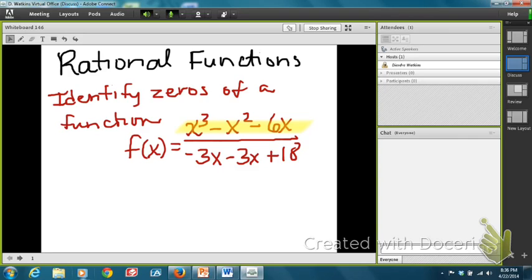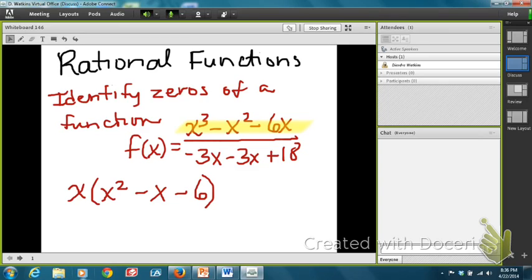The greatest common factor of all three of these terms would be x. All right, so that goes outside the parentheses. So then I'm left with x squared minus x minus 6. This is a factorable trinomial.